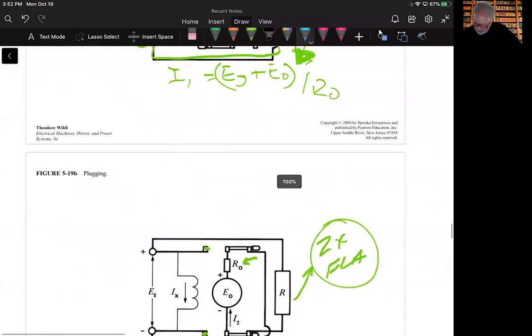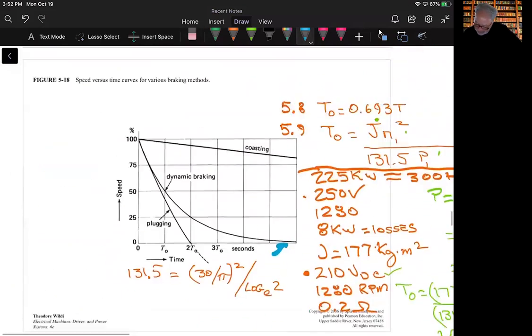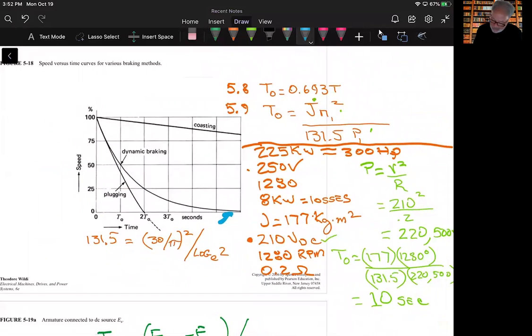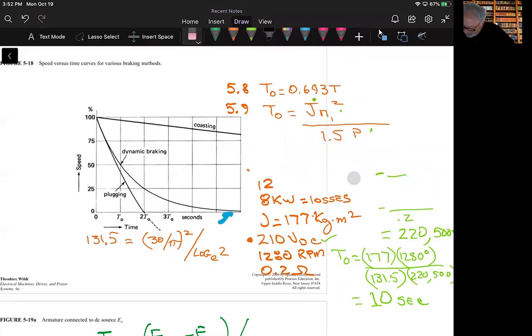Very important curve here somewhere. Where is it? There it is. Make sure you're very familiar with that. That's something I want you to be able to recognize, of course.